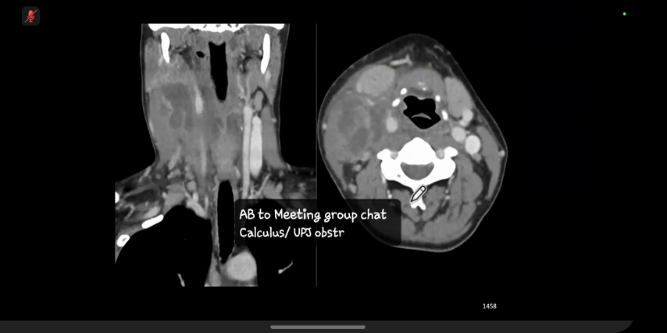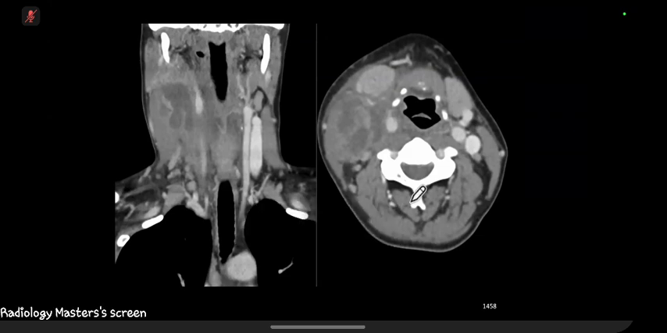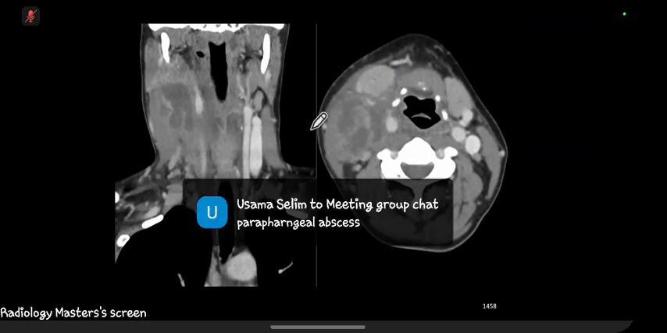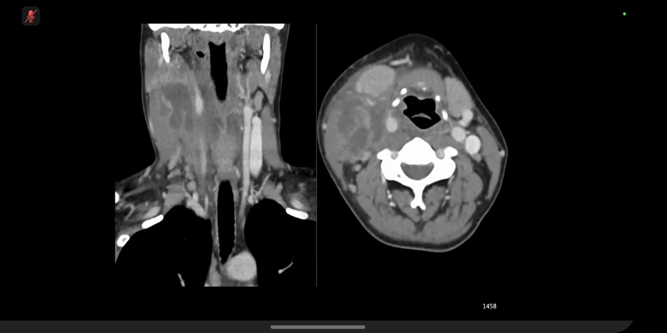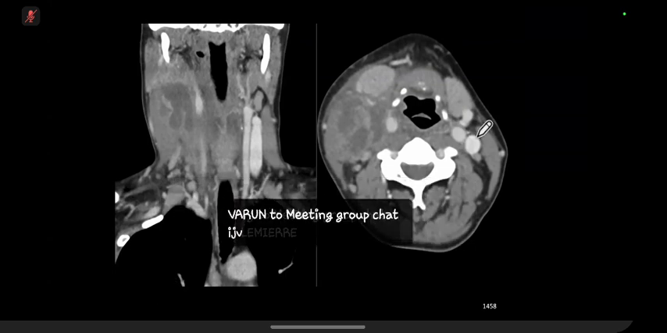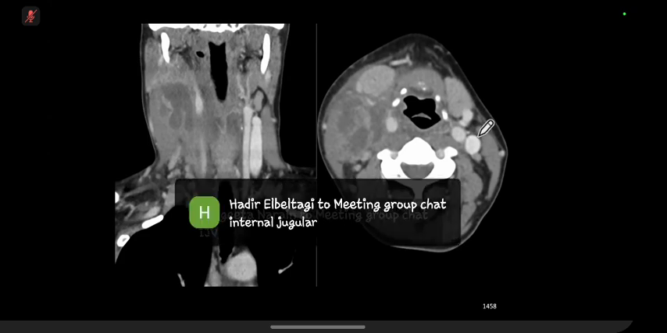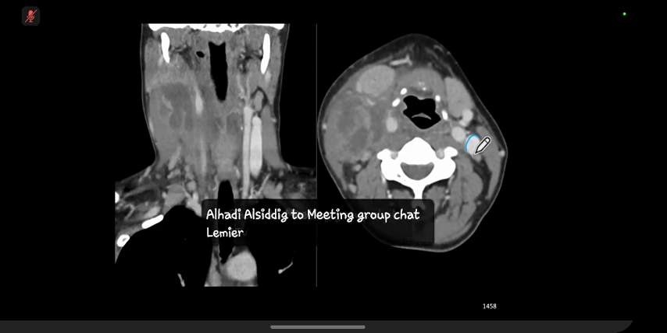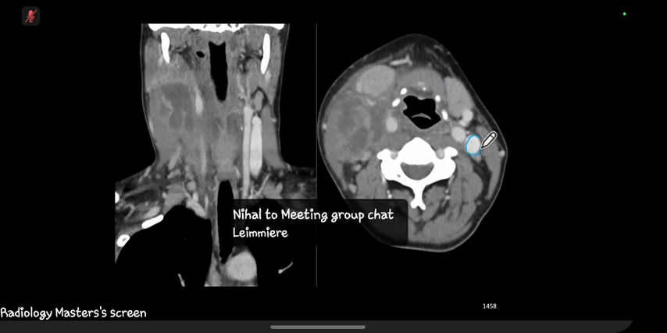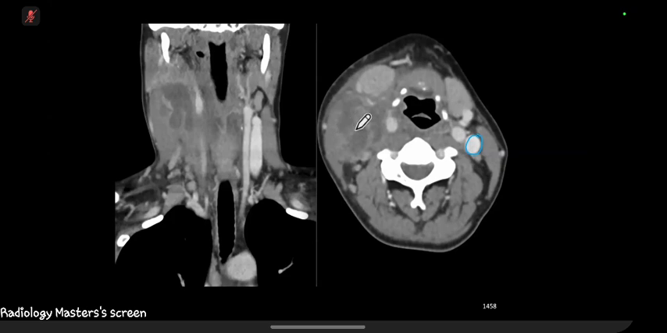Okay, this patient is suffering from fever. They've got an abscess in the neck. And what vessel is missing on the right-hand side? Yeah, the right internal jugular is missing, and this is called Lemierre's syndrome. It's a combination of abscess in the neck with thrombosis of the internal jugular vein.